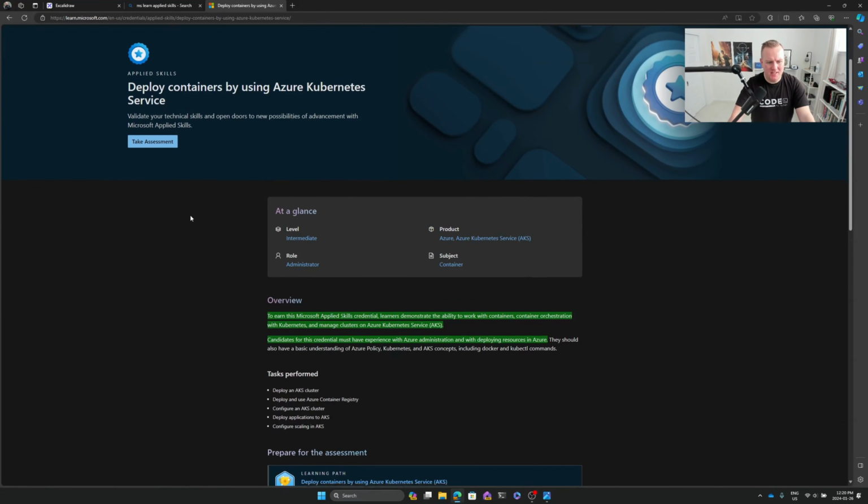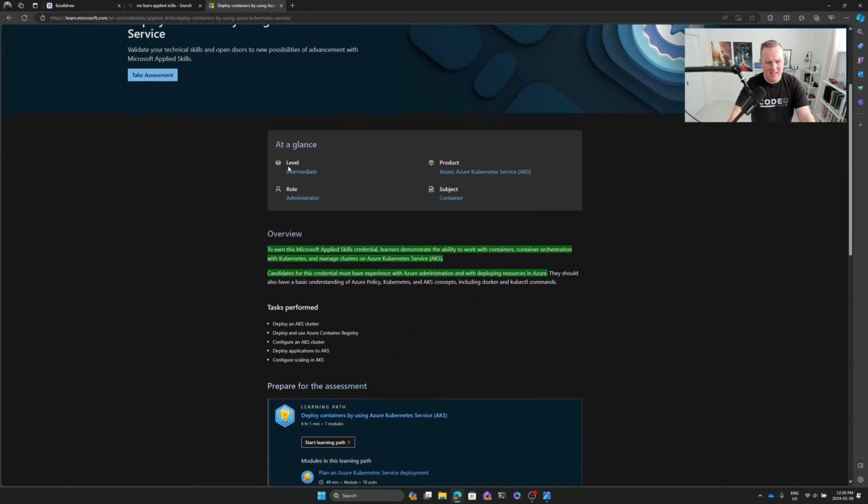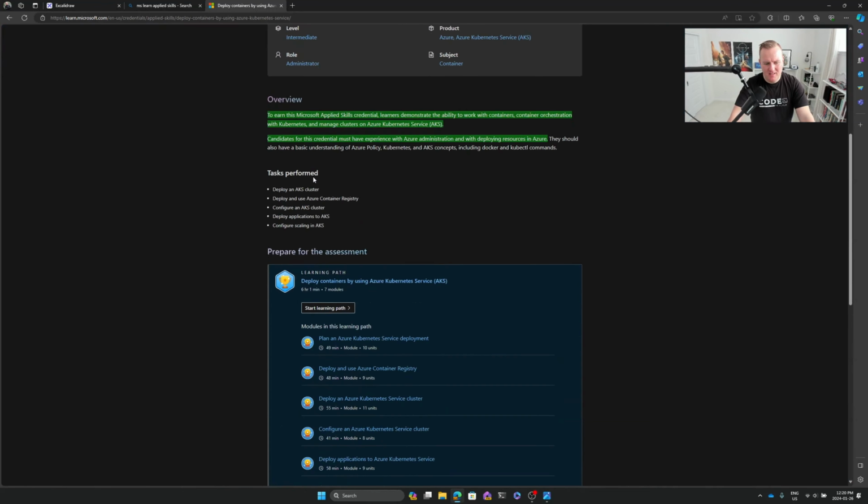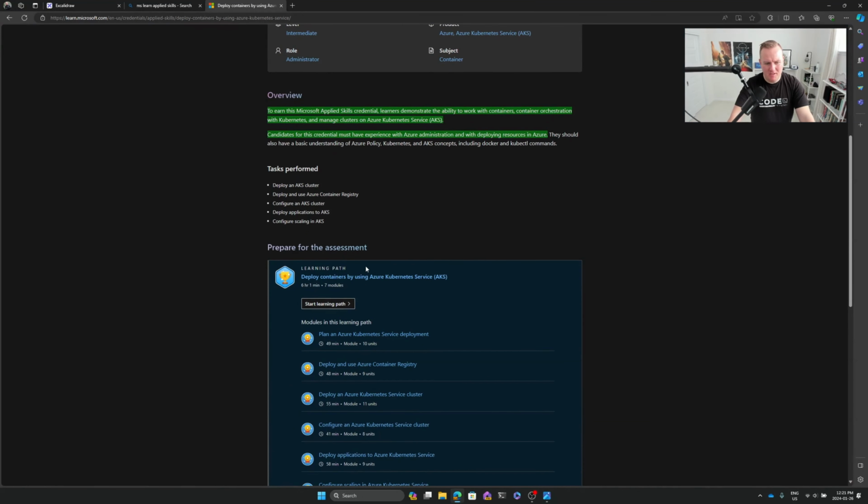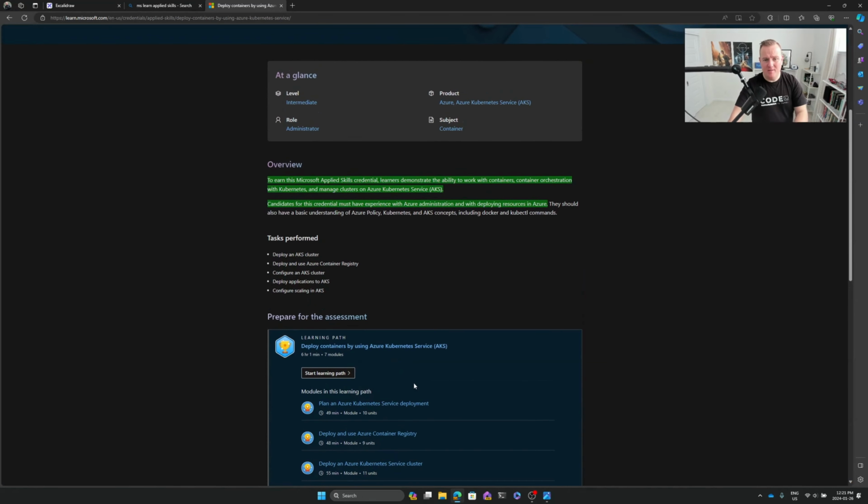So this is an applied skill. It tells you the level that you need to be. So this one's intermediate, so probably try and start off with something a bit more basic if you haven't got the experience. You can actually prepare for the assessment by going through the learning path, and it tells you how long it's going to take. And this is free, by the way. And then it tells you the kind of role that you're expected to be in. So cloud administrator, right? Cloud engineer, right? We talked about this. Don't worry about the job title. Just absorb the knowledge. And then the subjects.